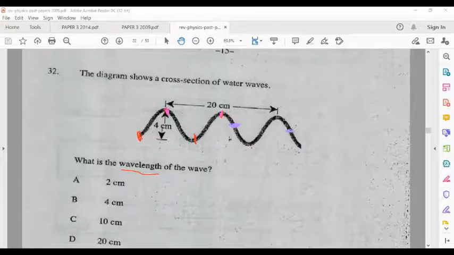So if we look at what we're given, the distance from this point to this point is 20 meters. But there's another crest in between here. So this is 1, 2, 3 successive points. A wavelength is the distance between two successive points, and by successive I mean one after the next. So the wavelength would be half of this 20, which would take us from here to here. So that would be 10 centimeters. C.